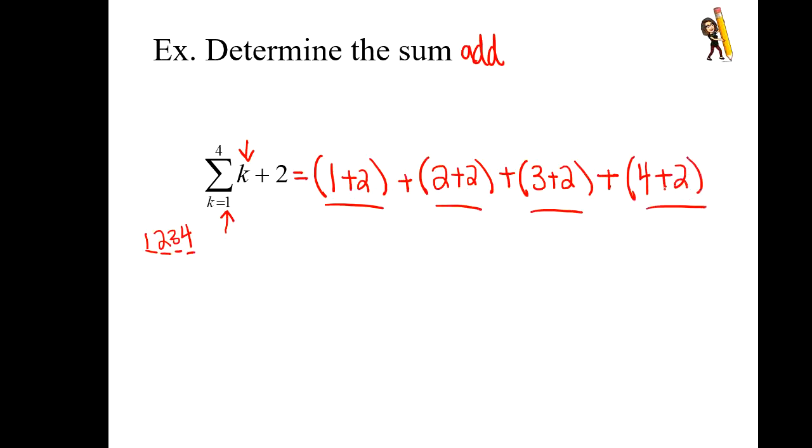So when you determine the sum, all you're doing is looking at your lower and upper bound and plugging in each of those integers or whole numbers into that pattern, and then we're going to add those terms together.